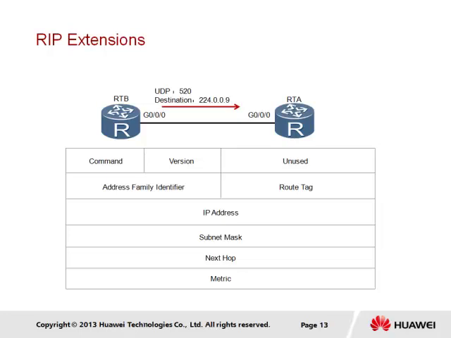Other factors include the addition of authentication that is supported through the identification in the address family identifier field. We now also find that the advertisement of RIP messages are addressed using a multicast address of 224.0.0.9 to enable the messages to be handled only by those routers that are interested in receiving RIP messages.